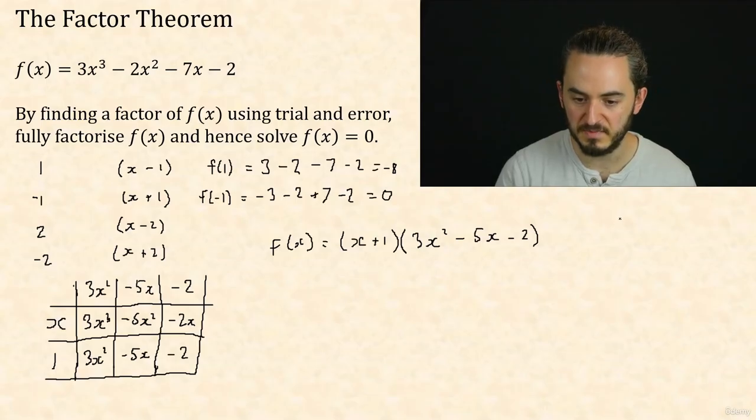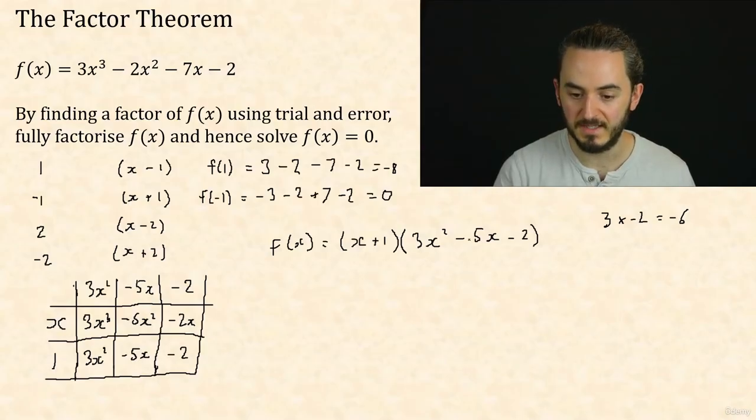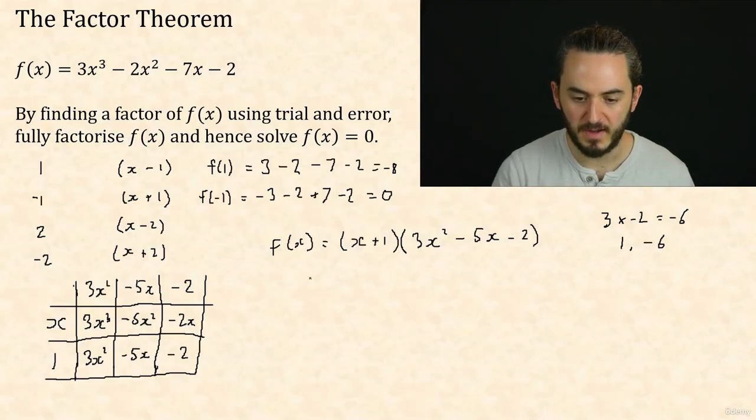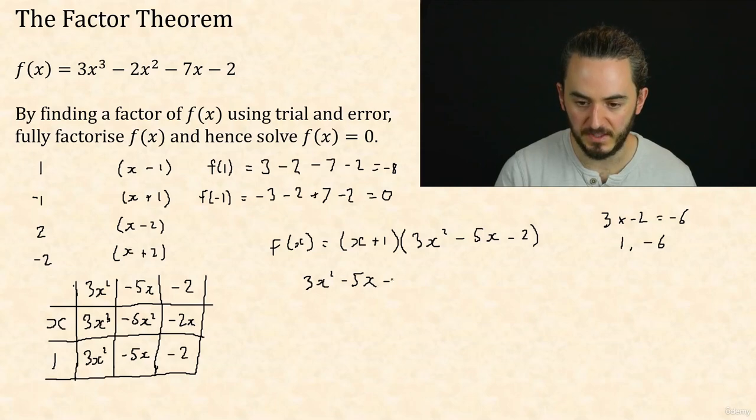So we find a times c, so that's 3 times negative 2, which is negative 6. Two numbers that multiply to give negative 6 and add to give negative 5. Well, that would be 1 and negative 6. So we can rewrite this. I'm just going to fully factorize this bit first, and I'll stitch it all together into f of x later. So that is the same as 3x squared plus x minus 6x minus 2.